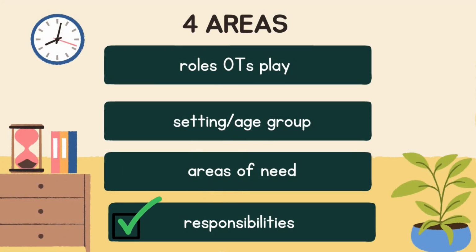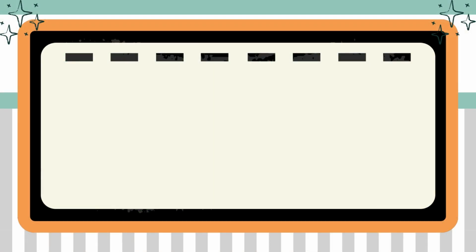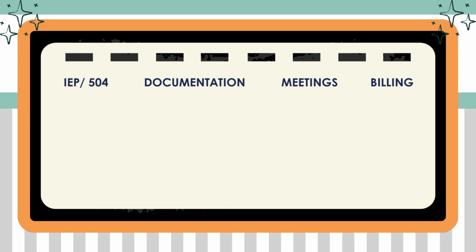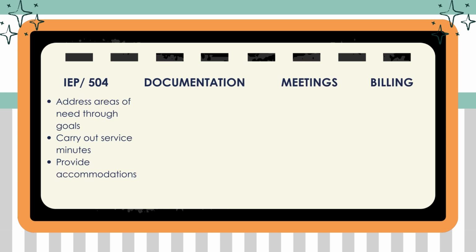Heading into our very last area, let's talk about the responsibilities you have as a school-based occupational therapist. Again, not an exhaustive list, just the basics. Aside from fulfilling your role as the school OT, you have other duties. As a school OT, you are required by law to carry out whatever is written in the IEP or 504 plan, and you have to monitor any accommodations and strategies and services you have recommended.